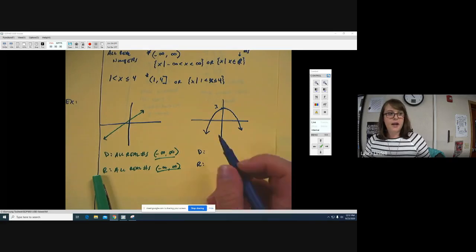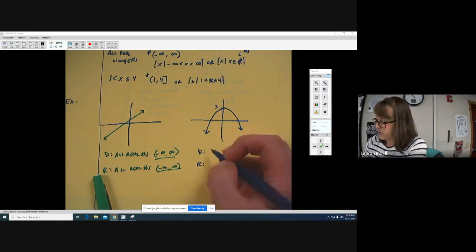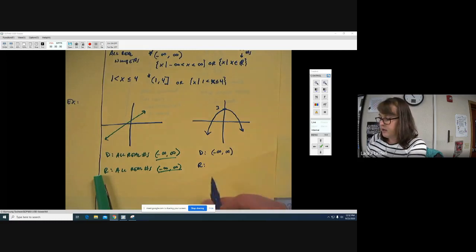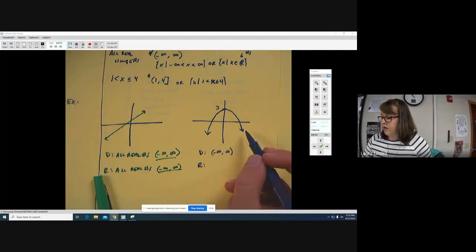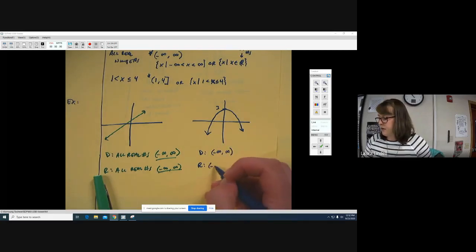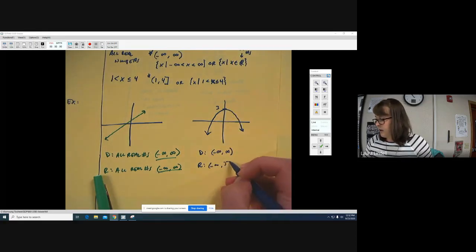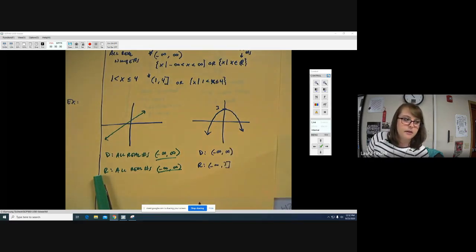So my domain, I have an arrow that's pointing out to the left and an arrow that's pointing out to the right. The domain stays the same as being all real numbers, negative infinity to infinity. But the range does not include all of the numbers. It has a highest value. So the arrows are only pointing down, so that means it does go to negative infinity, but it only goes up as high as 3. And it would be inclusive since it actually reaches 3.